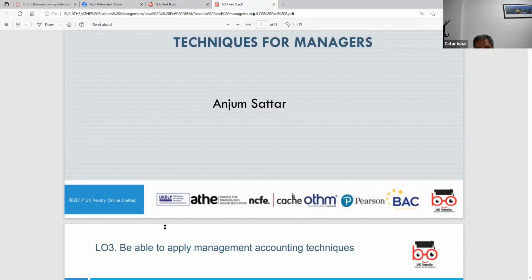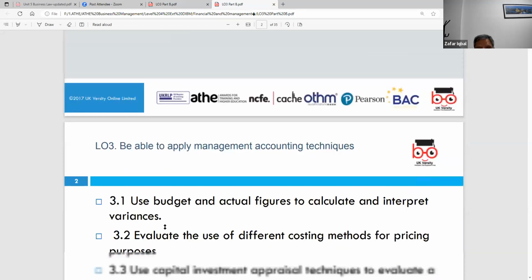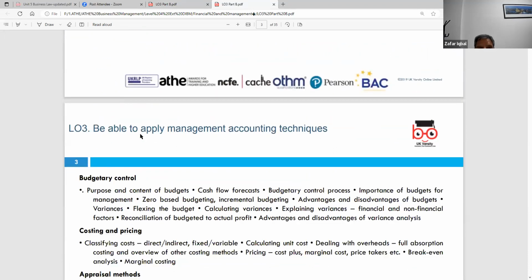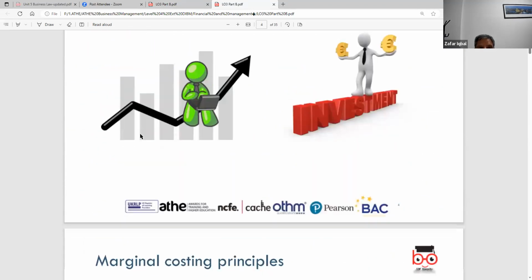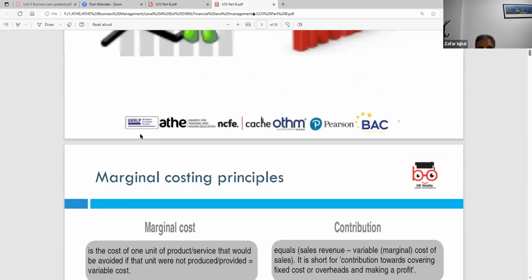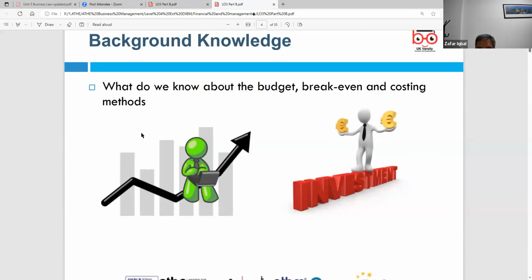And we're going to be looking at capital investment appraisal, part three. I think we're looking at marginal costing, costing and pricing. Yes, we're looking at the marginal costing principle. We're looking at the costing today, the break-even and costing methods.